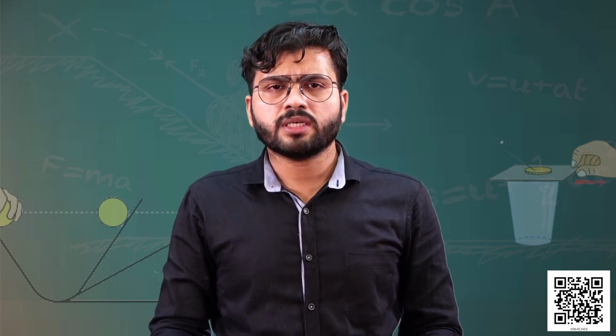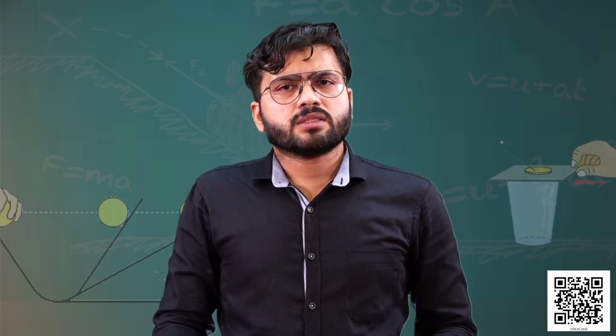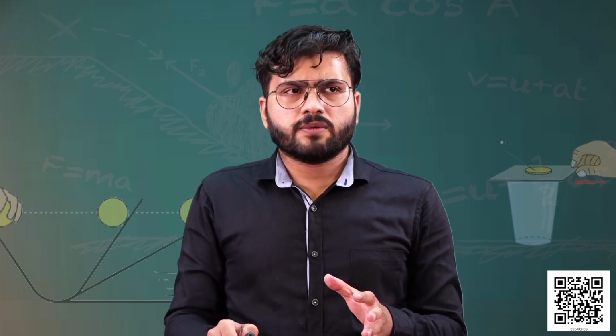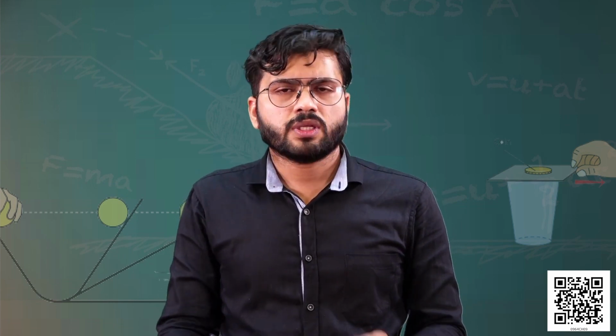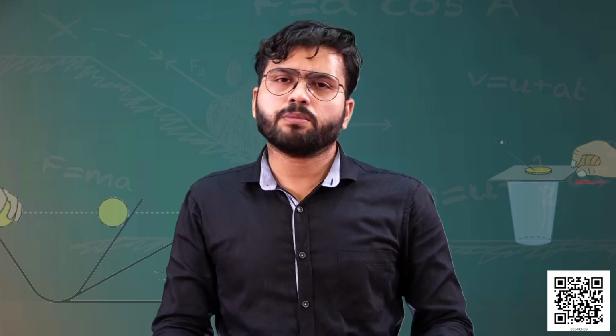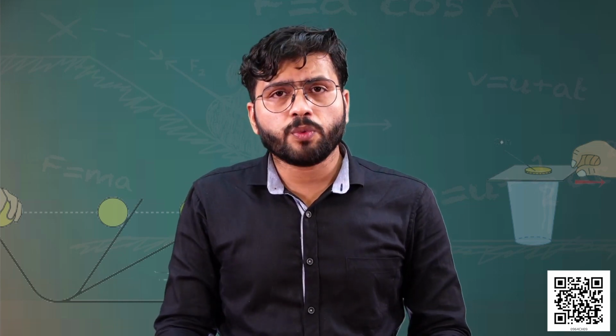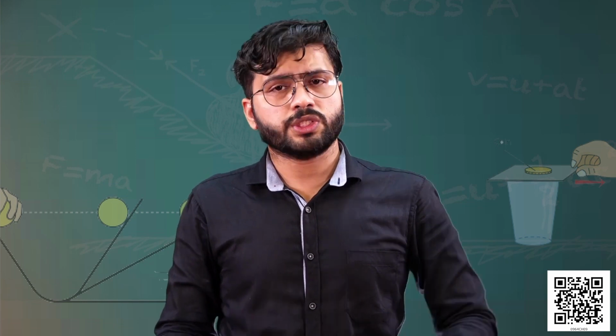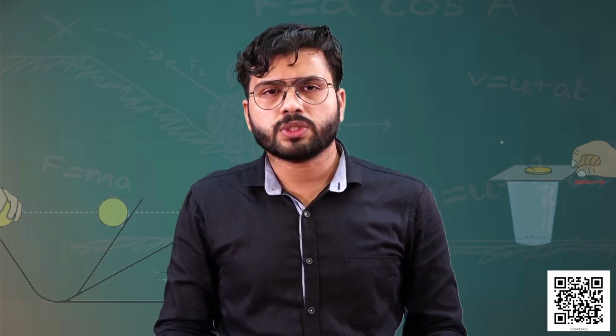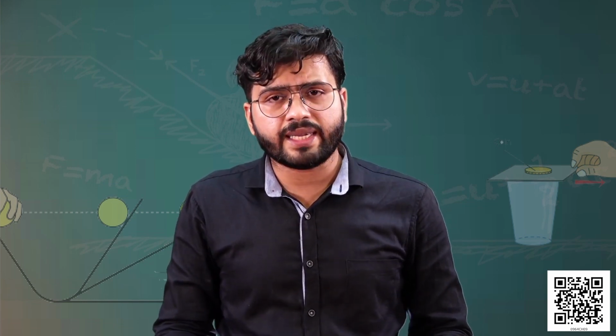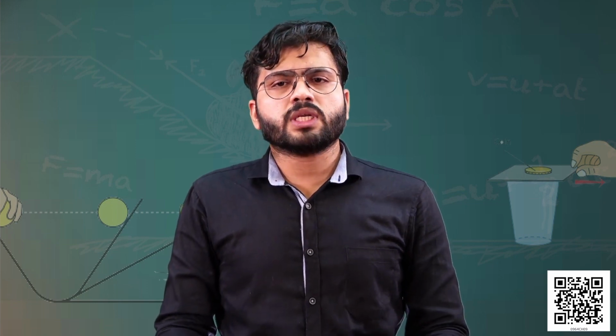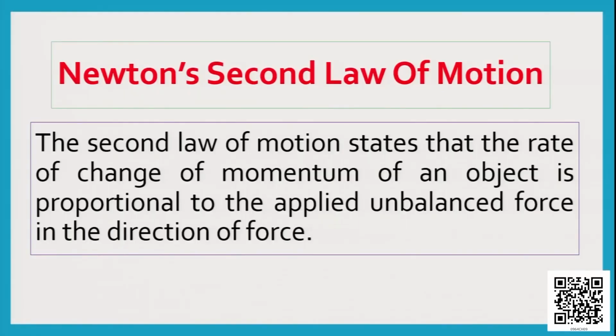At this point, this change in the velocity and its relation with the mass was established by Newton, and he proposed the second law of motion, which is called Newton's second law of motion. And what does that indicate? The second law of motion states that the rate of change of momentum of an object is proportional to the applied unbalanced force in the direction of the force.